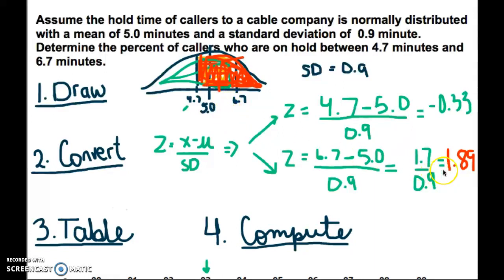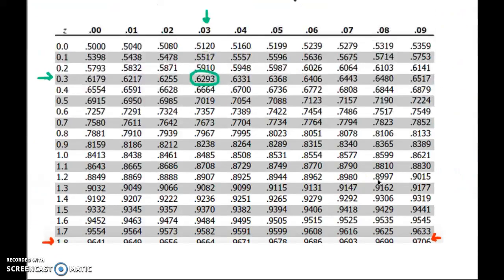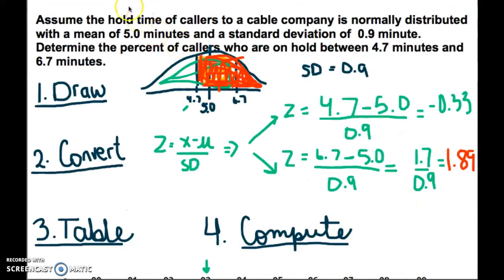And then my other value of 1.89 is at the bottom, and it's kind of cut off here, but I have a 1.8 here, and then I go over to the 0.09, and I have a decimal .9706. So it's about 97% of my data lies, I'll do it in yellow, from here to the left of here.